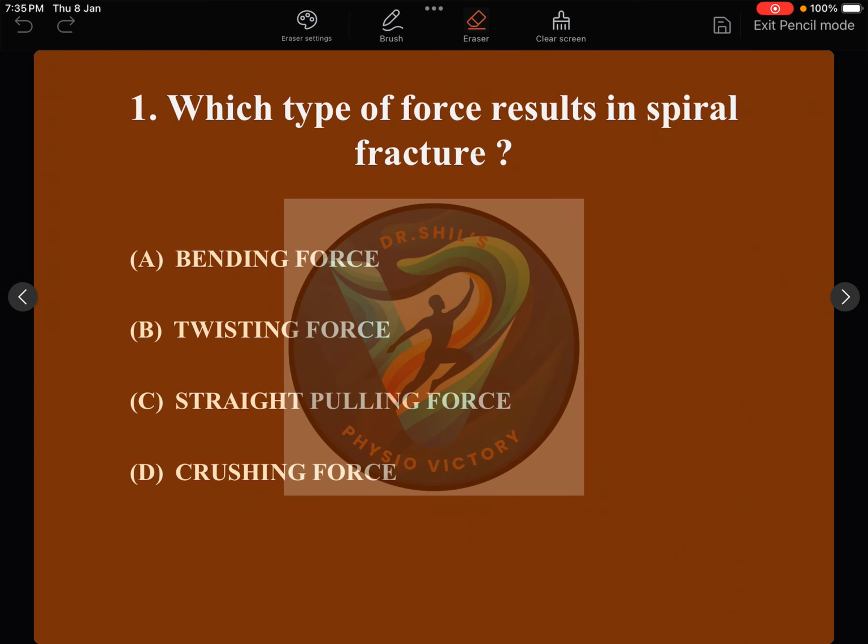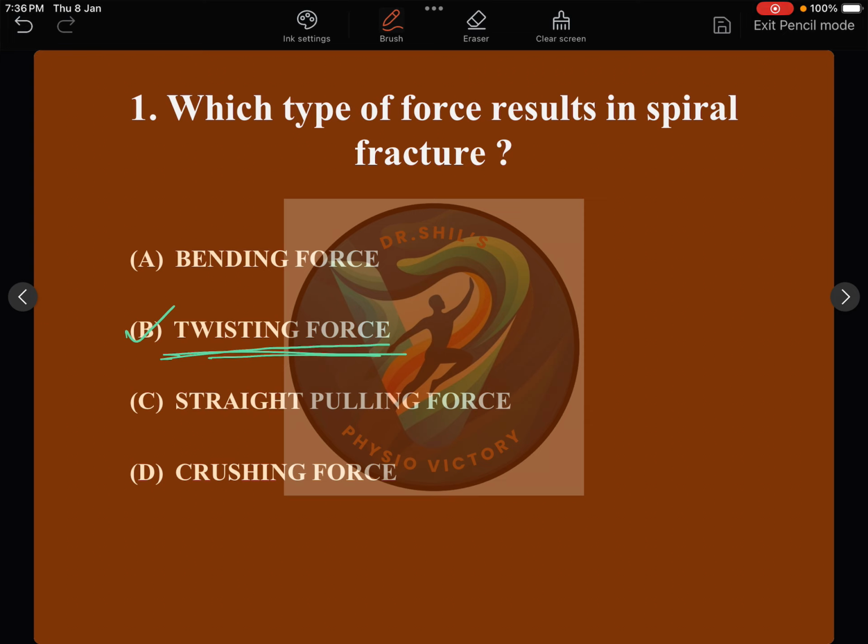Today's first question: which type of force results in spiral fracture? Option A, bending force. Option B, twisting force. Option C, straight pulling force. Option D, crushing force. Here, the correct answer is option B, twisting force.